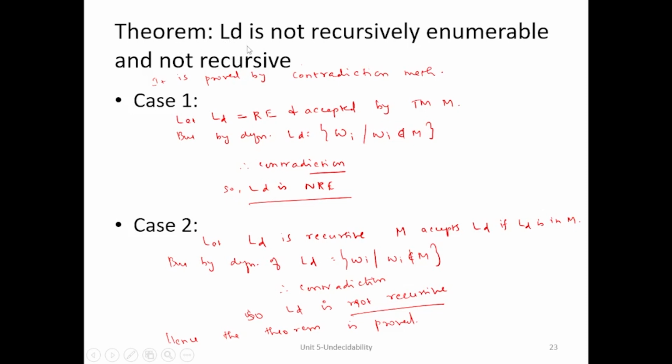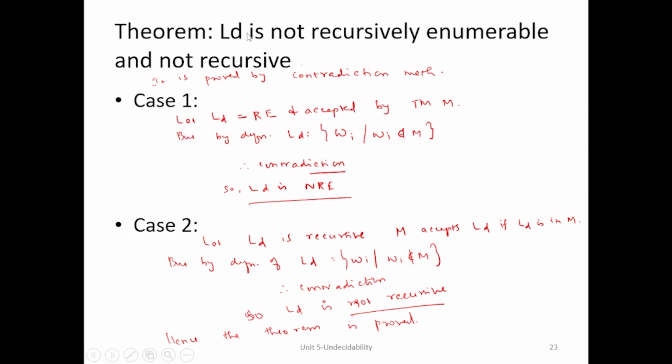The theorem says that LD is not recursively enumerable and not recursive. So I want to prove this theorem using the proof by contradiction method. Contradiction means true becomes false, and false becomes true.